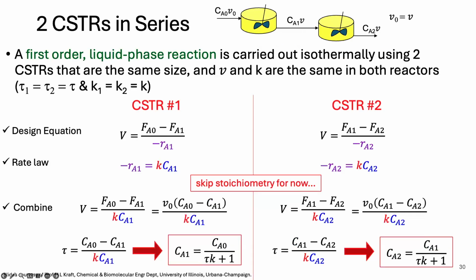Now, how about the case for two CSTRs in series? Well, we can write the design equation for each one. Okay. In this case, notice that the inlet concentration and the outlet concentrations are what's changing. Our rate law is the same, but we must account for the concentration in said reactor. Combining those, we can get unique expressions for the exit concentration in this case as a function of the entering concentration and the residence time in the reactor. Okay. We see the same basic form of the expression, but what's changing is the inlet and the exit concentrations between the two CSTRs.